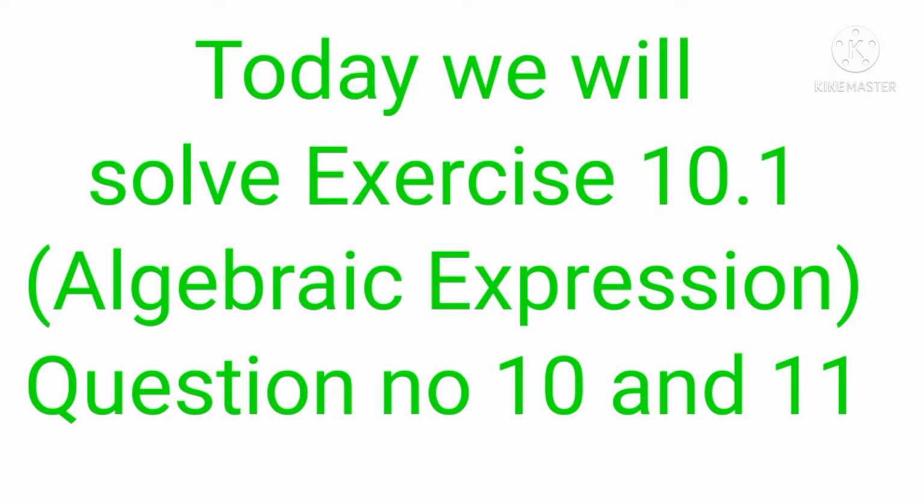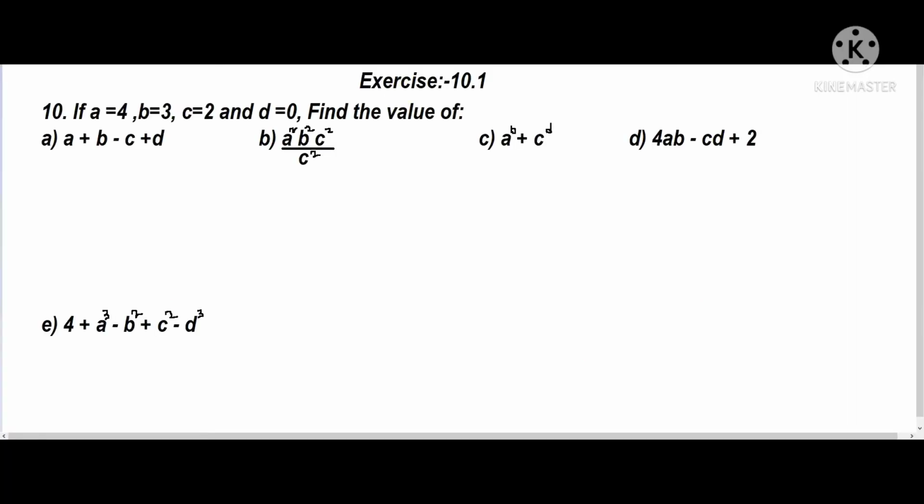Today we'll solve question number 10 and 11. Let's see what the questions are. In question number 10, if a equals 4, b equals 3, c equals 2 and d equals 0, find the value of the following. First, the expression a plus b minus c plus d.